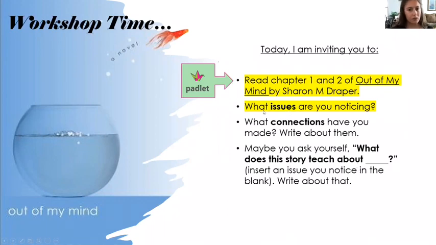As you're reading, do like I did. Think about the issues that you're noticing and jot them down in your notebook. If you want to use sticky notes, cool beans, go ahead and do that. You might want to think about the connections that you are making and write about those. Or maybe you ask yourself, what does the story teach about peer pressure? Insert whatever social issue you notice in here, and then write about that.